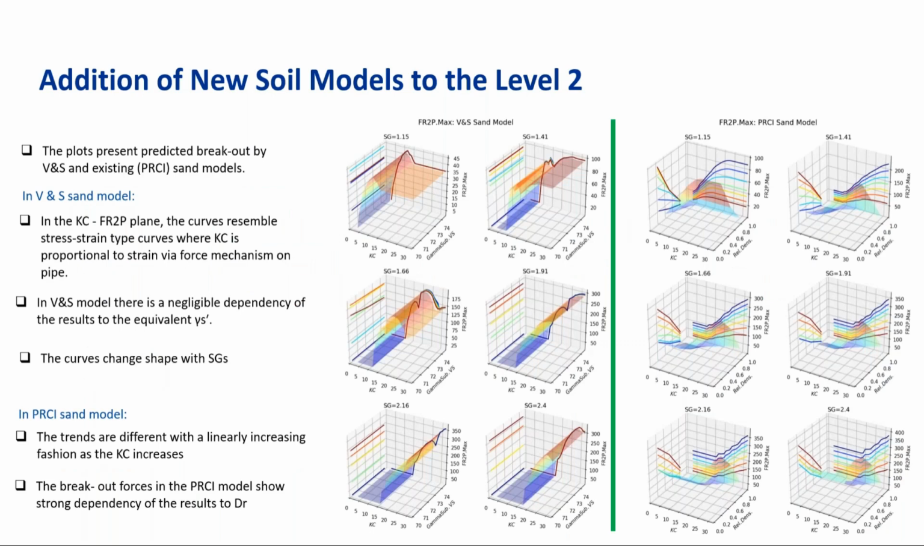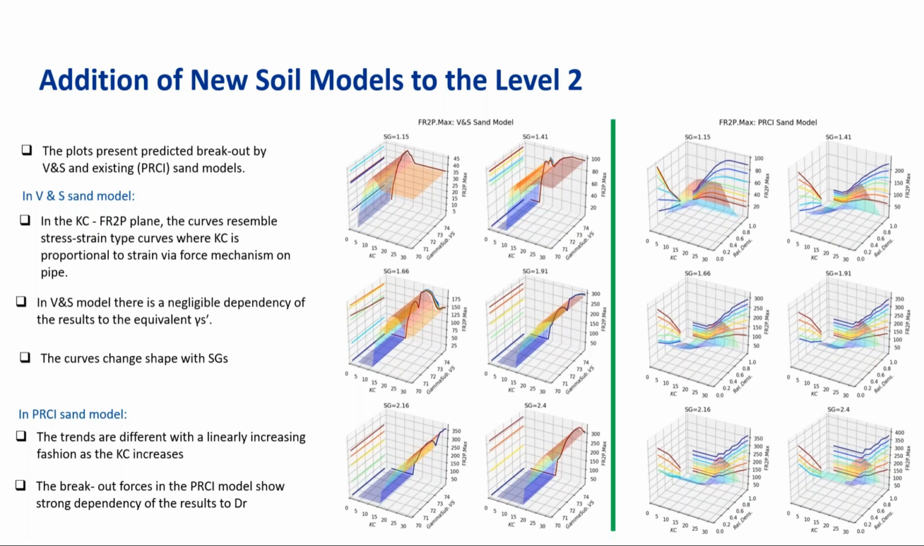So the left plots show the Verley and Sotberg model for sand, and the right-hand side plots show the PRCI original. And what it is, is the maximum breakout force predicted by the soil models. If you read the axes, you've got Casey, Culligan coupling number, and on the other axis, the submerged weight. Whereas on the original soil model, we have Casey and we have relative density.